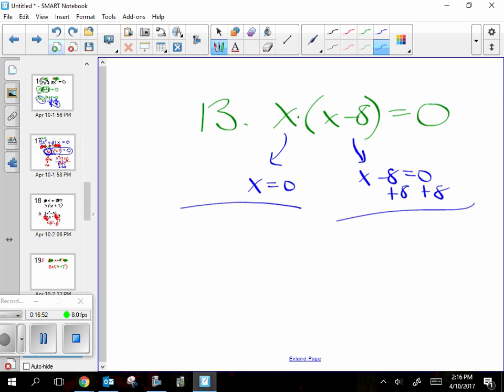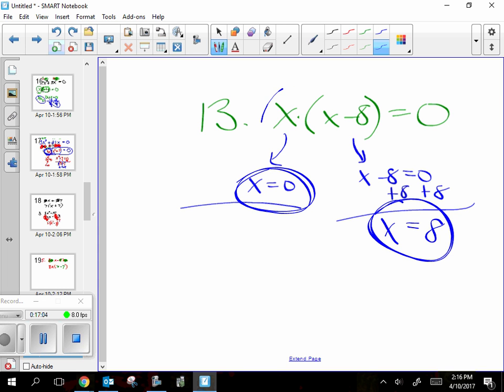All right. You should be writing this. This was number 13. Come back with me. All right. So then x equals 8 and x equals 0 are my 2 answers. You just take this part, say equals 0, and this part and say equals 0. That's called the zero product property, as we talked about before. All right, I'm going to do one more.